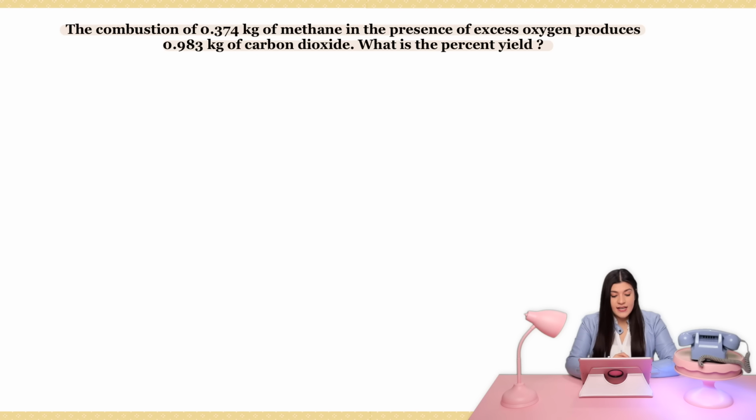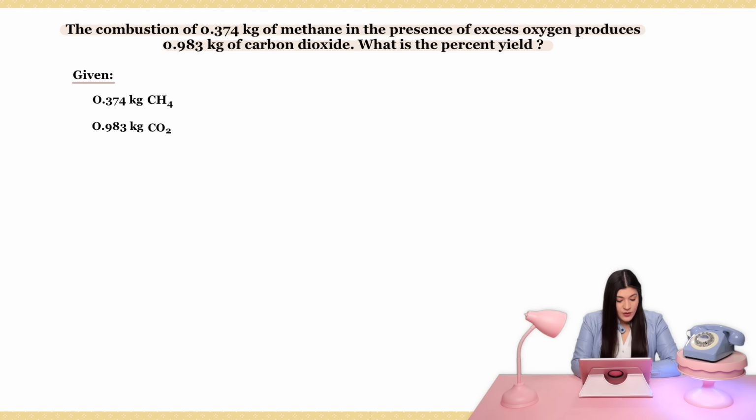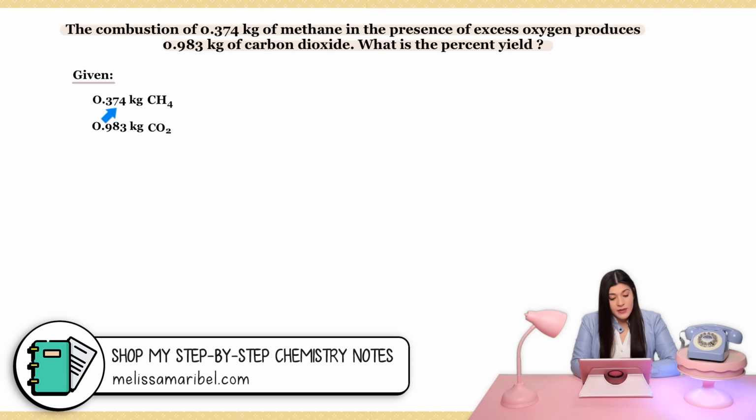So this question says the combustion of 0.374 kilograms of methane in the presence of excess oxygen produces this amount of carbon dioxide. What is the percent yield? So let's just start off with identifying what we are given and what we are finding. Well, we're given two different values. So I know that we have this amount for methane.